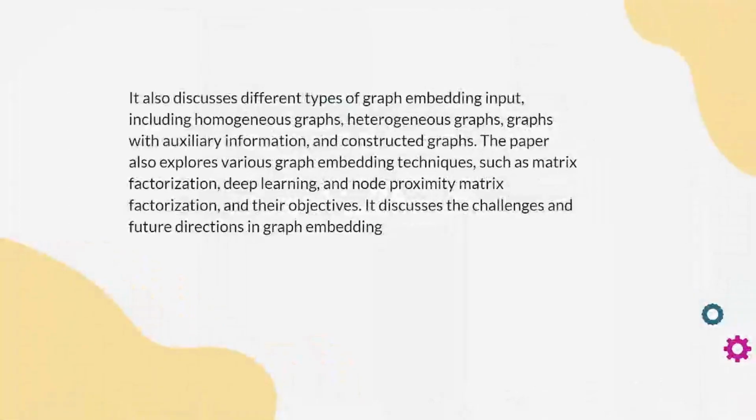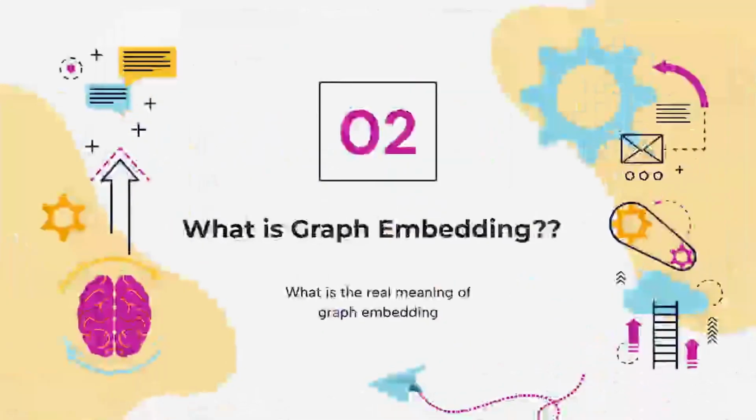It also discusses different types of graph embedding inputs, which we will study in further slides, such as homogeneous graph, heterogeneous graph, graphs with auxiliary information, and constructed graph. The paper also explores various graph embedding techniques, and we will also mix those techniques at the end. And in the end, we will also discuss some of the applications of these.